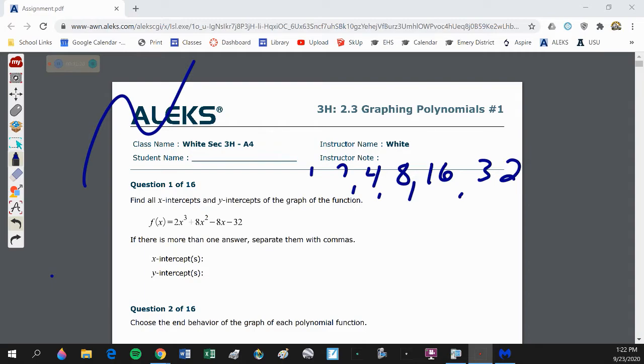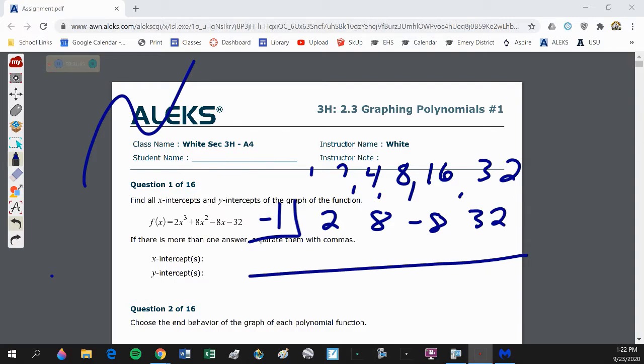Well, let's do -1 and I'll show you how it works. So am I missing any coefficients? No? 2, 8, -8, 32. You made it. Drop the 2, -2, we get 6, -6, we get -14. -14 is not 0.